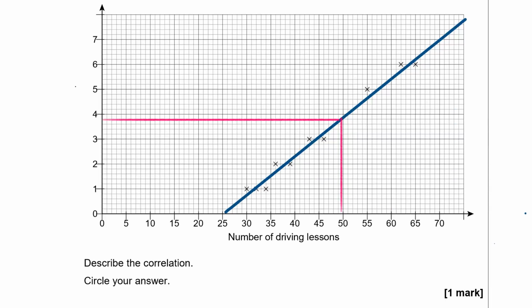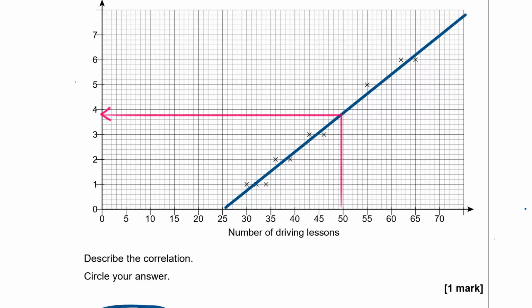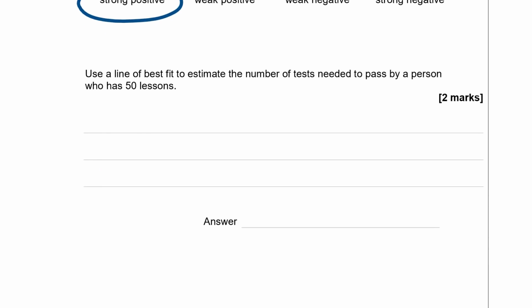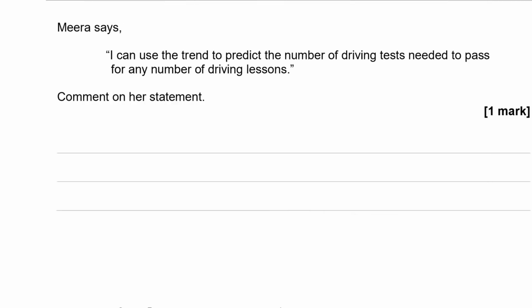Like so. And then this value here is my answer. So on this scale, it's about 3.8 tests. So on average, it takes about 3.8 tests for a person who has 50 lessons. Mira says, I can use the trend to predict the number of driving tests needed to pass for any number of driving lessons. And we need to comment on the accuracy of this statement.